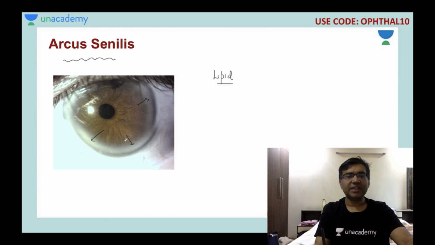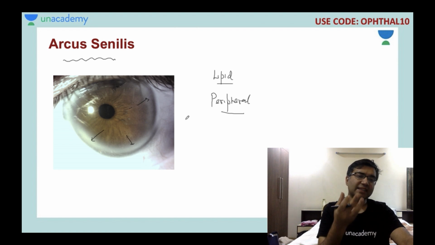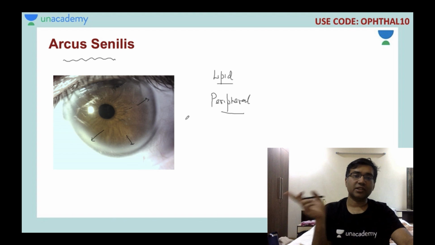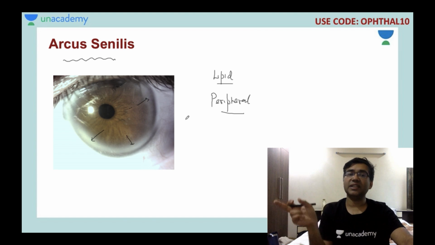And if you can appreciate, there is a peripheral involvement. The central involvement is not there. So vision is normal. So remember, whenever your visual axis which involves the pupil is normal, you would not have a difficulty in vision. This is a corneal degeneration. Do not confuse a dystrophy with a degeneration.